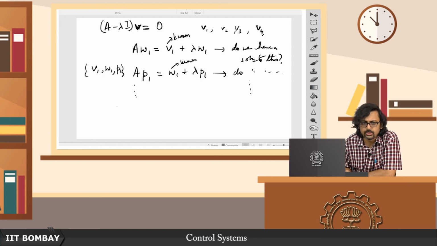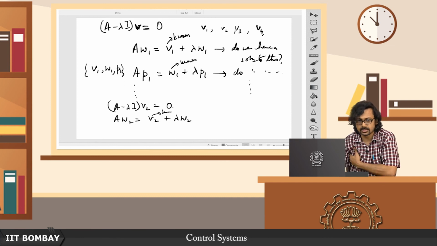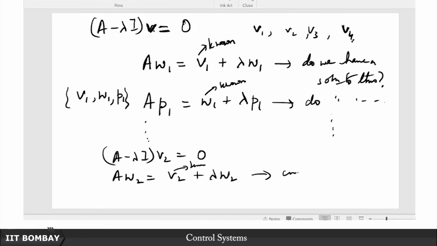So for example, you start with v2, then you get A minus lambda I times v2 is equal to 0. Then in the next step you equate w2 is equal to v2 plus lambda w2. So this is known from the previous step, and then you ask yourself, can you solve? If the solution exists, then you stick together v2 with w2, like this.